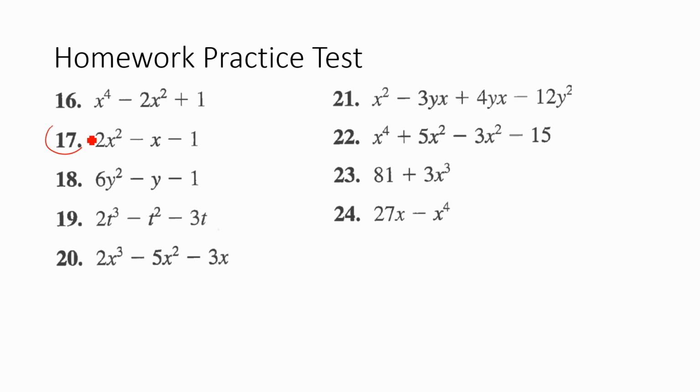For 17, your AC is negative 2, and your B is negative 1. And what multiplies to negative 2 and adds to negative 1? Negative 2 times 1. Put it over your 2x. And we have x minus 1, 2x plus 1.